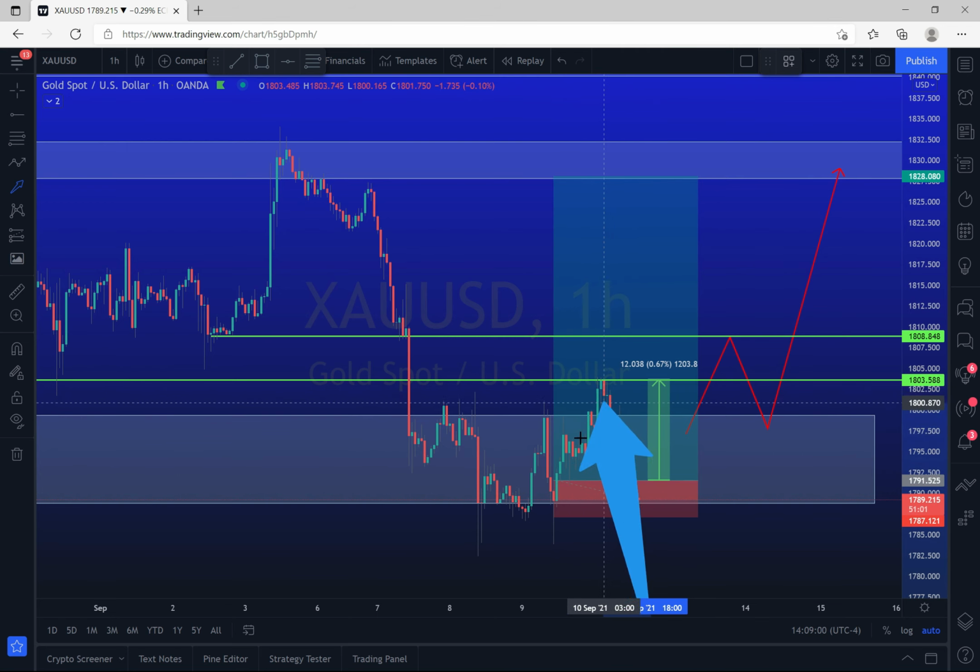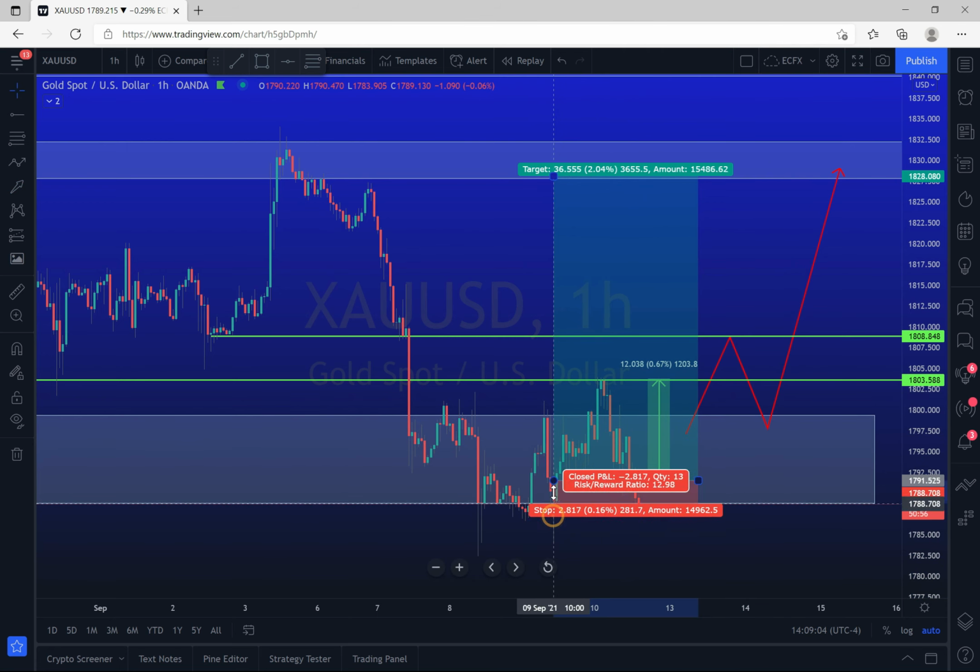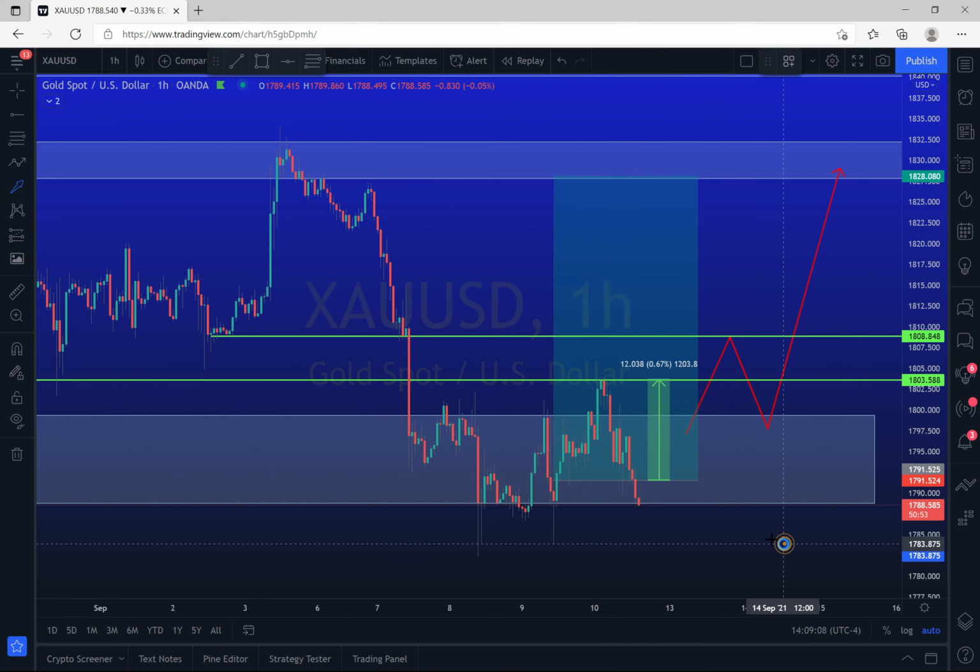We took profits at 1800. We took some profits and left the runner. The runner came back down to get stopped out as well at break even, because like always, we take profits immediately. We take partials, and we move our stop losses up to protect our trade. We don't want to take losses. We want to take wins.